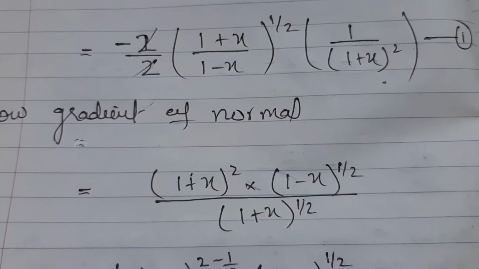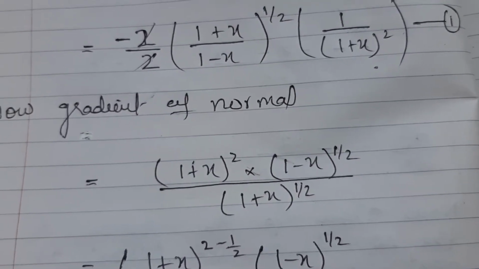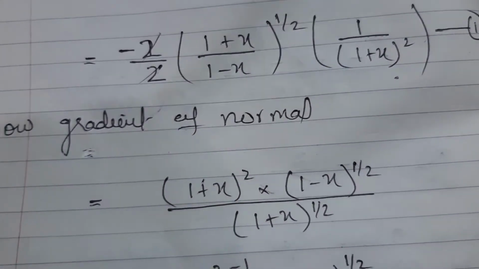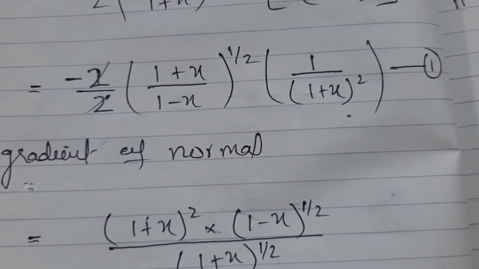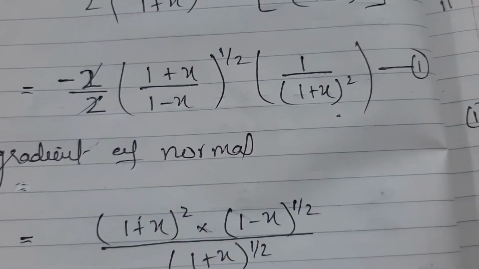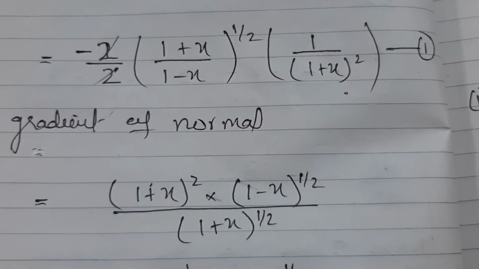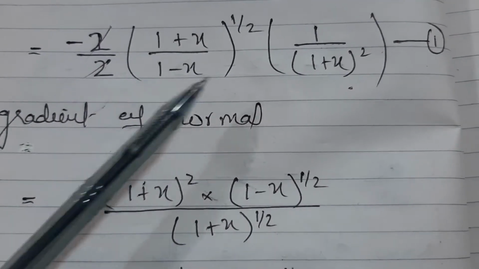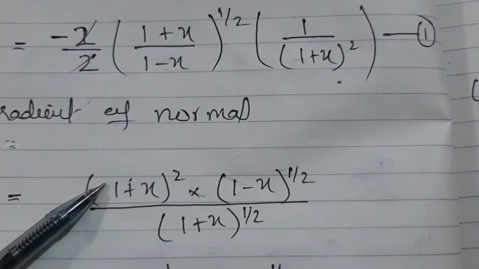Now for the gradient of the normal, can you tell me what I'm doing here? I have inversed it. Whatever is in the denominator, I have written in the numerator, because the difference between the gradient of tangent and normal is that they are inverse of each other and with opposite sign. So if it was negative, the gradient of the normal will be positive. So these two terms I have written in the numerator.